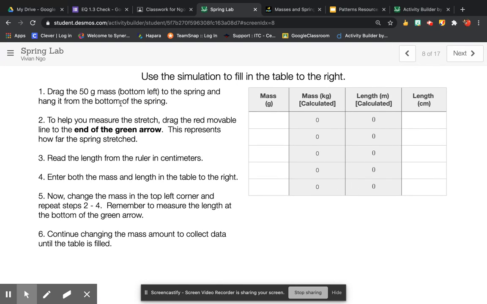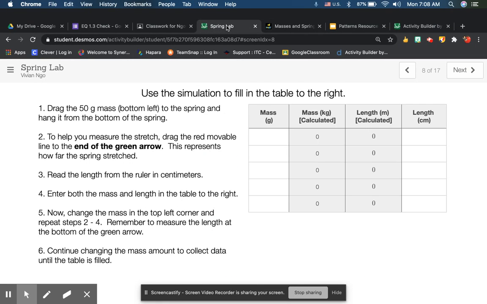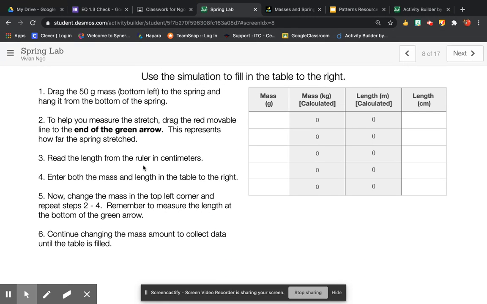Drag the 50-gram mass at the bottom left to the spring and hang it from the bottom of the spring. So I'm going to take this. This is my 50-gram mass. Here is the bottom of the spring. Okay. And then read the length from the ruler in centimeters. So first I'm going to put 50 grams here.